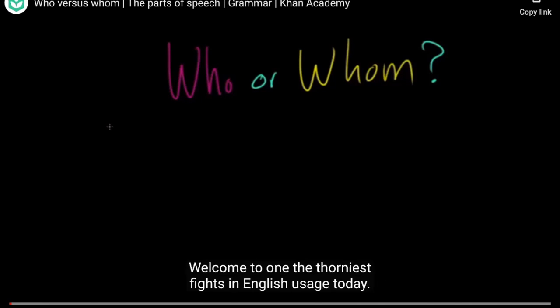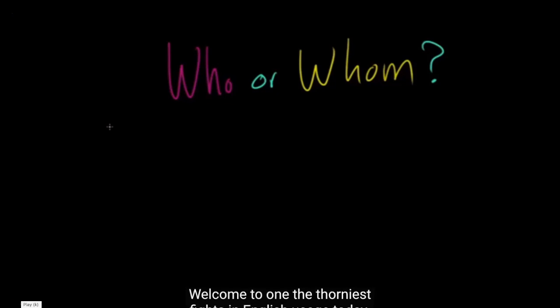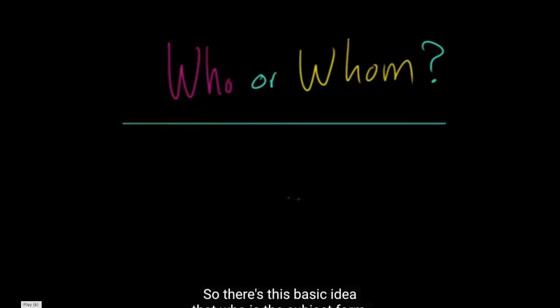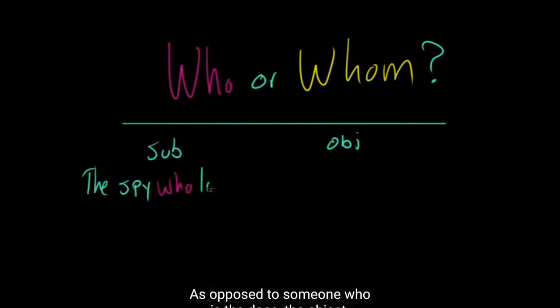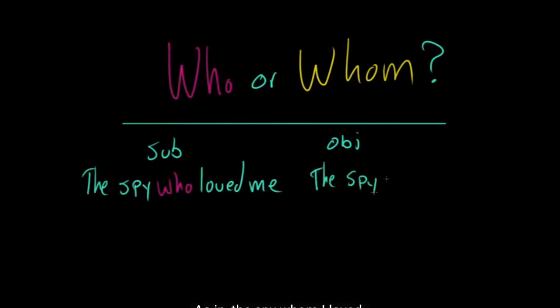Hello, grammarians. Welcome to one of the thorniest fights in English usage today, the question of whether or not you should use who or whom in a sentence as a relative pronoun. So there's this basic idea that who is the subject form and whom is the object form, which means that if we're talking about someone who is the doer, then we say who, as in the spy who loved me, as opposed to someone who is the doee, the object, as in the spy whom I loved.